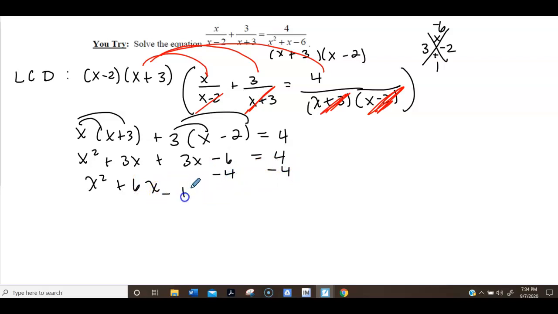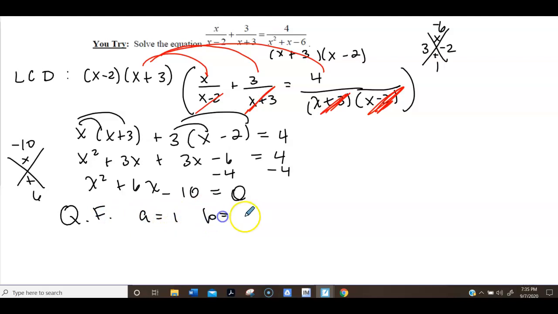And last week you worked on that practice assignment where things did not factor. I don't believe this will factor. I can't think of anything to multiply to get negative 10 and add to get 6. It's just not going to happen. So therefore, you've got to use the quadratic formula. Yay! So A is 1, and B is 6, and C is negative 10.